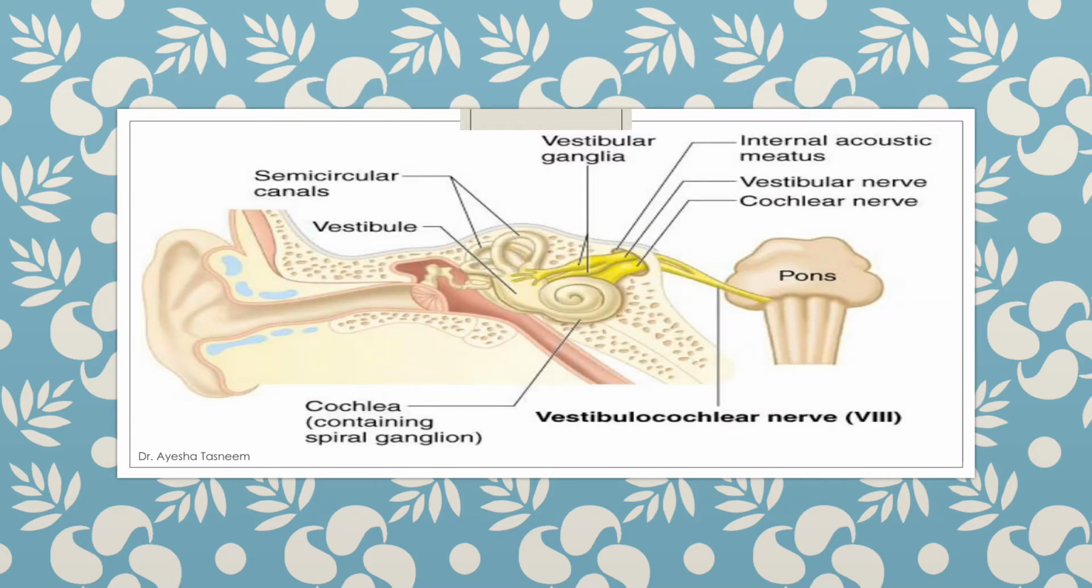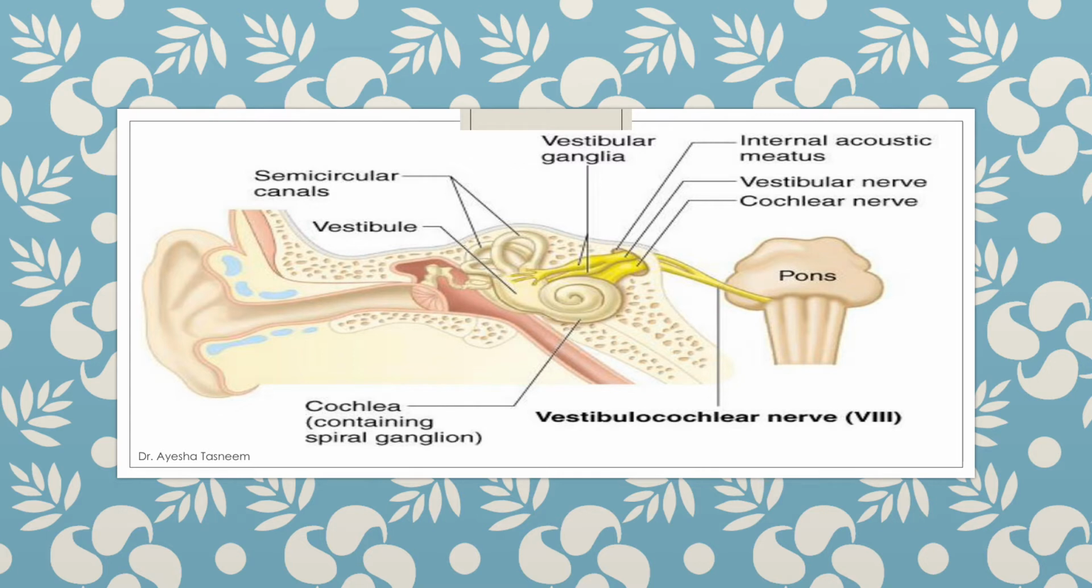Here you can see this is the section taken from the middle of the petrous temporal bone, where you can see the opening of the internal acoustic meatus. The internal acoustic meatus leads into the internal ear. Here you can see the semicircular canals, the central vestibular portion, and the cochlear portion.